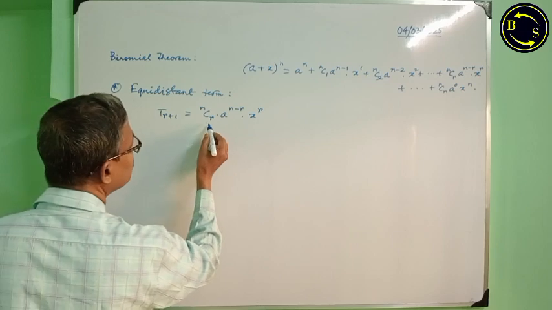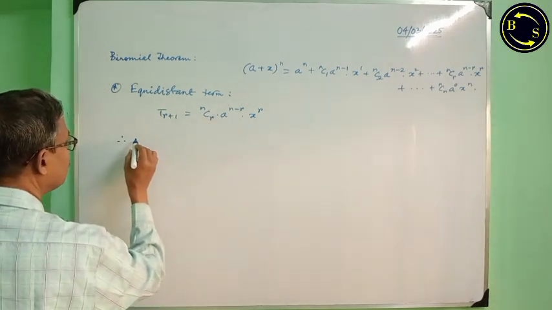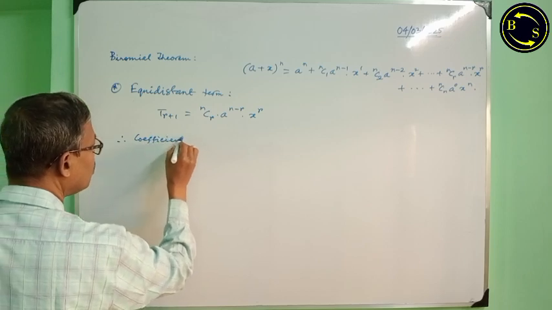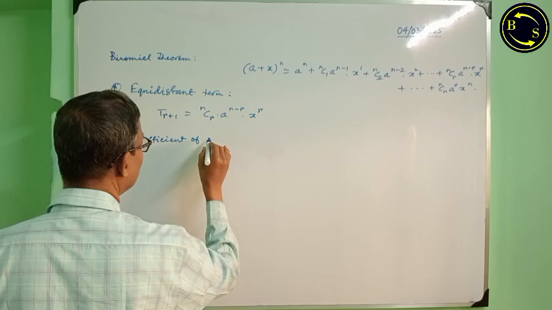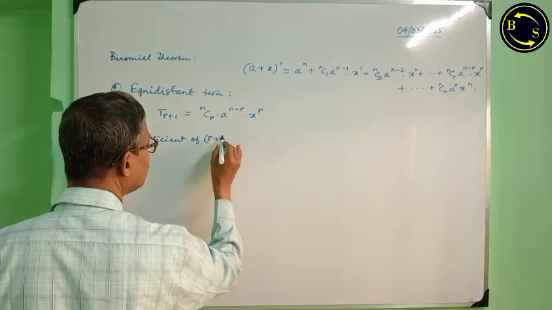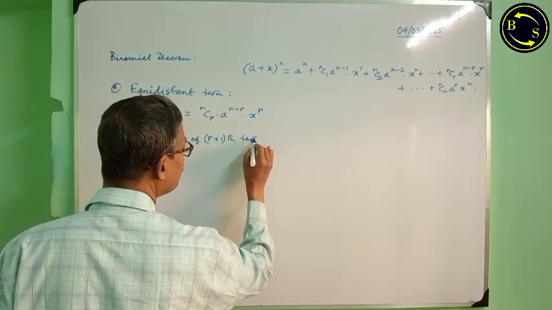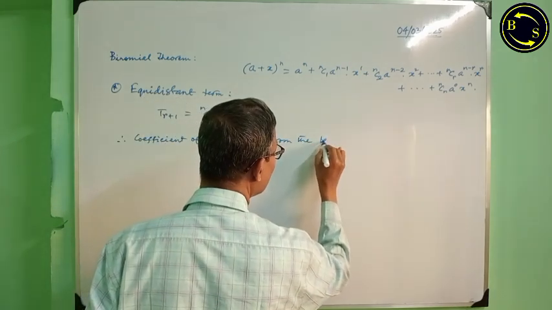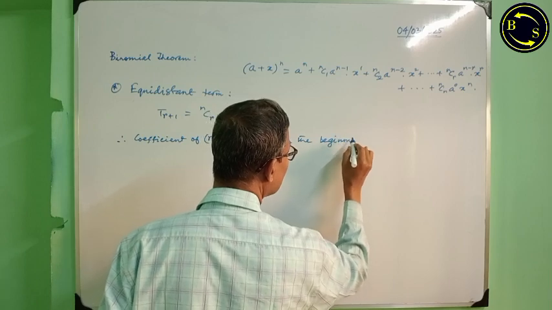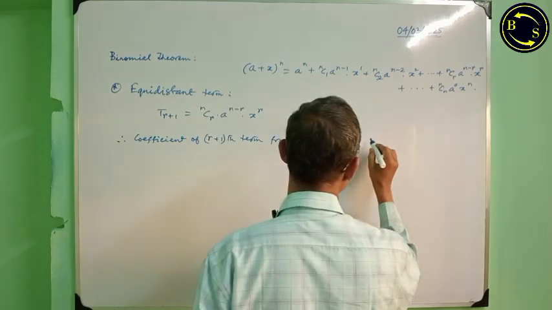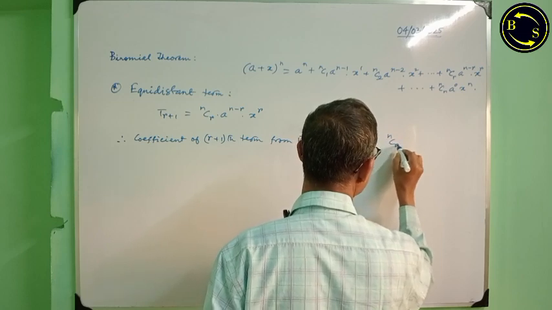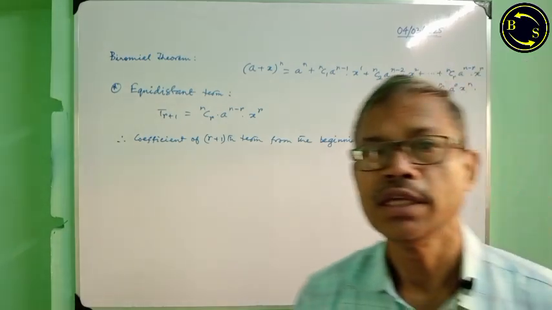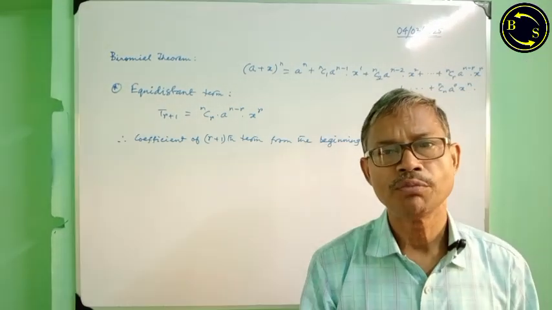Therefore, the coefficient of the r plus 1th term from the beginning is nCr. Next we are going to find the r plus 1th term from the end.